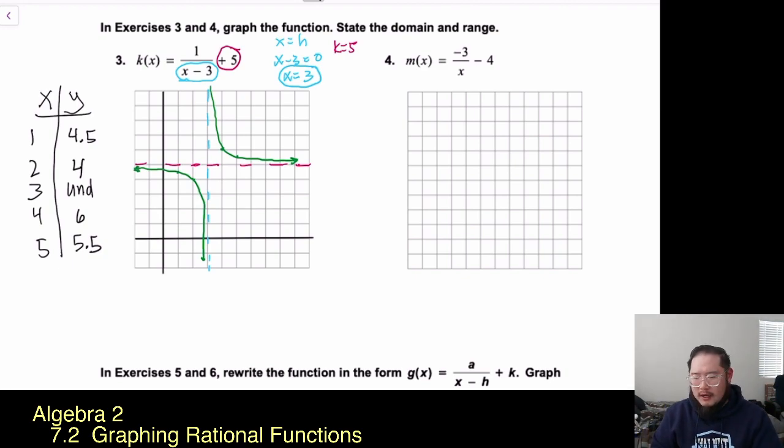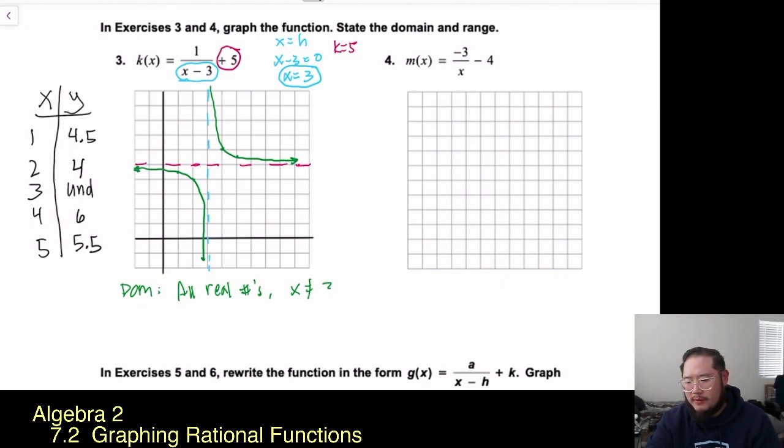Okay. They say state the domain and range, so let's do that next. We have for our domain, if I take a look going from left to right, because my values of x, we can go ahead and put right here that my domain is all real. So it's all real numbers except x cannot equal 3. Okay, so there's my domain.